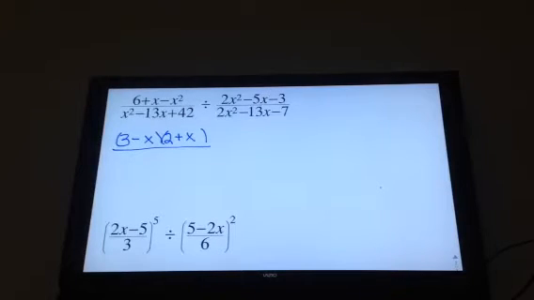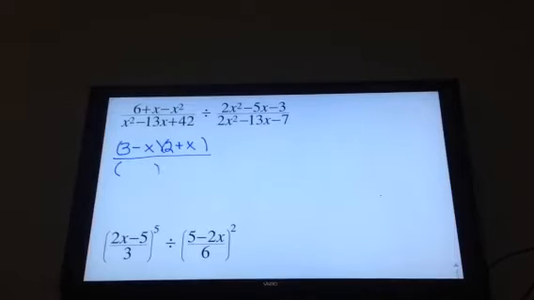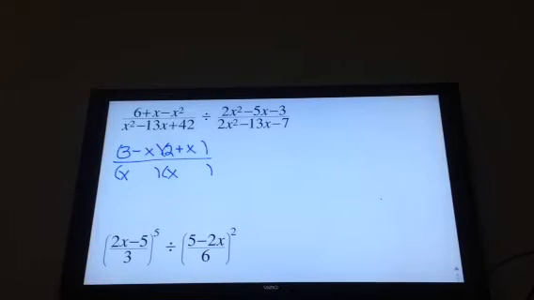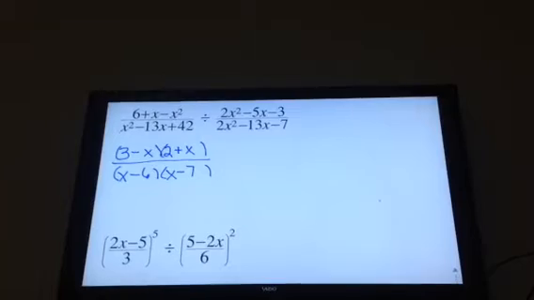In the denominator, x squared minus 13x plus 42, no common factor, trial and error. So x times x, my signs are minus, minus. And then 6 times 7 gives me 42, but also gives me my 13 in the middle.